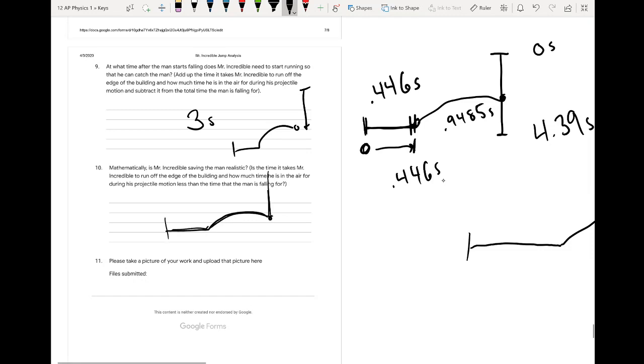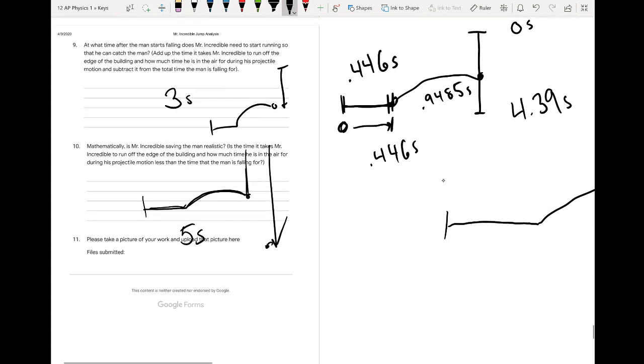And this is realistic because it only takes him 3 seconds to make this run and jump. If it took more time, like let's say it took him 5 seconds to do that, this guy would have already been down here, and that wouldn't have been realistic. But because Mr. Incredible has 3 seconds to prepare and start running back here, he's got 3 seconds to catch the guy, so it does seem like this could happen in this superhero movie. Alright, and that's that one.